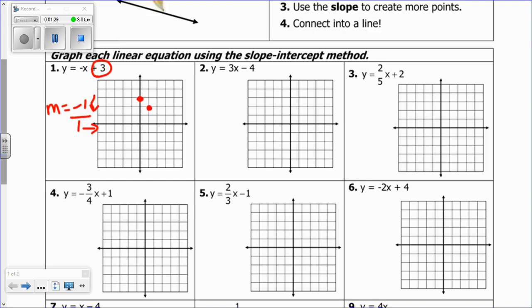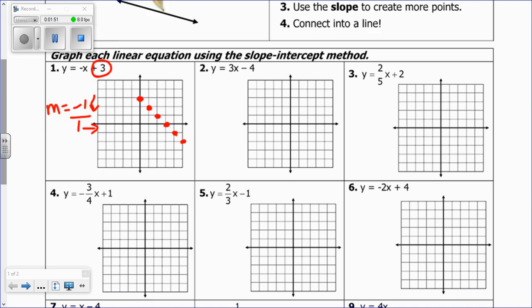And then we're going to do it again. We're going to go down 1, right 1, and plot a point. And then we're going to do it again, and we're going to go down 1, right 1, and we want to plot a point there. And we're going to do it again, go down 1, right 1, and then repeat until we fill in, okay?